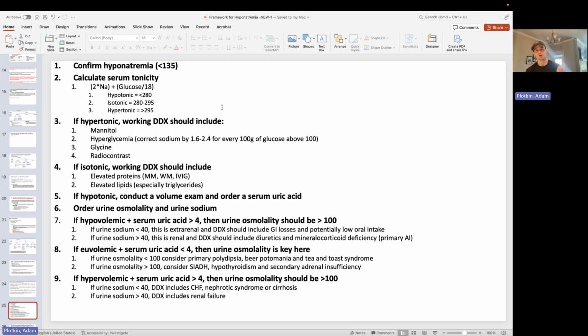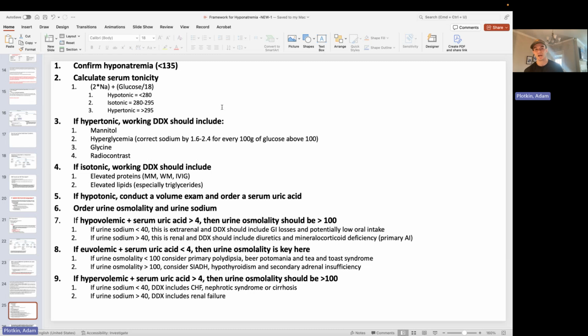So again, we're going to confirm the hyponatremia. Is it less than 135? We're going to calculate the serum tonicity: 2 times sodium plus glucose divided by 18. We're going to put this into, is it hypotonic, less than 280? Is it isotonic, 280 to 295? Is it hypertonic, greater than 295? Again, remember, there's a little bit of wiggle room here. Use your actual clinical critical thinking skills to make the final push of where you're going to go with this.